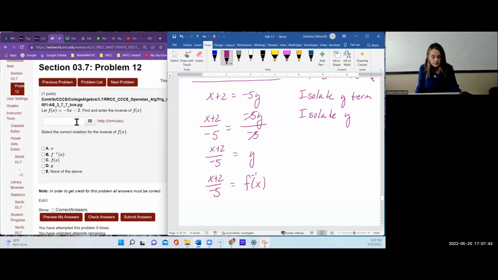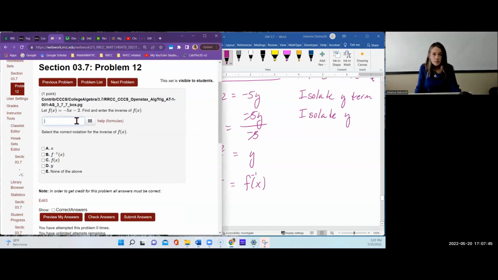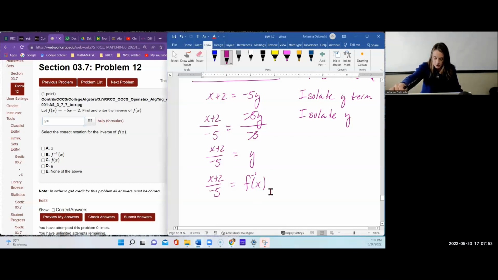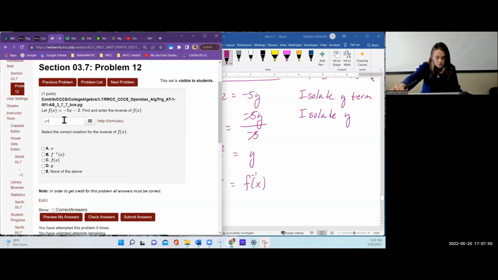Let's see what it's looking for in this blank. It may or may not want the y equals. It's not clear. Sometimes it won't be. We'll just try it and see. We're looking for x plus 2 divided by -5, but it's the whole x plus 2, so I need to put it in parentheses. I can also put the -5 in parentheses, but probably it would take it without it.